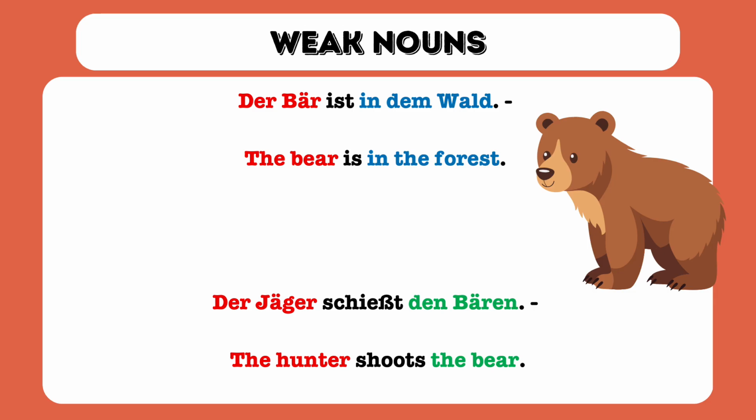Der Bär ist in dem Wald. The bear is in the forest. Der Bär is normal. That's the subject of the sentence. We don't have to add an en. In the second example, we do. Der Jäger schießt den Bären. The hunter shoots the bear. Den Bären instead of der Bär, because of course it's the thing being shot, so den Bären.